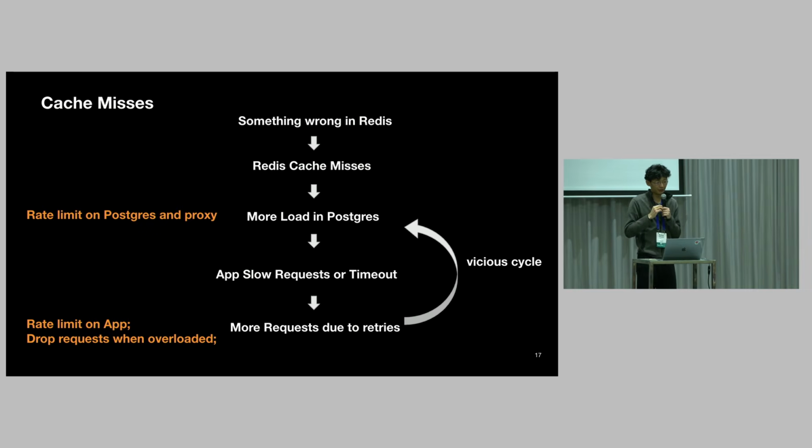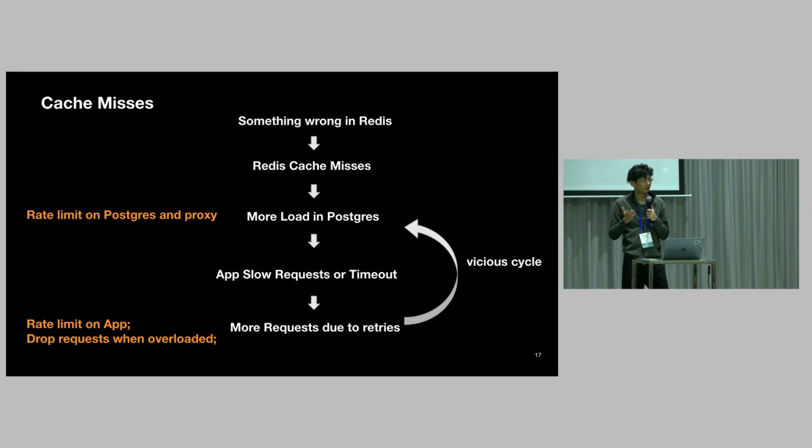First of all, we have rate limits on Postgres and the Postgres proxy. Basically, if there are too many requests, we just reject those requests. So if there's a spike, we want to make sure it won't slow down the entire instance. We have rate limits on Postgres and the proxy because we want to break this vicious cycle. We also rate limit at the app level, which means if the app request becomes slow and times out.